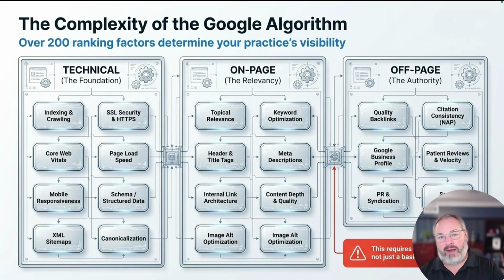Image alt optimization. Do we have the text that describes in the back end what that image is about, right? We're trying to make it easy for the search engines. We're trying to make it easy for the AI searches to understand what images are on our page.